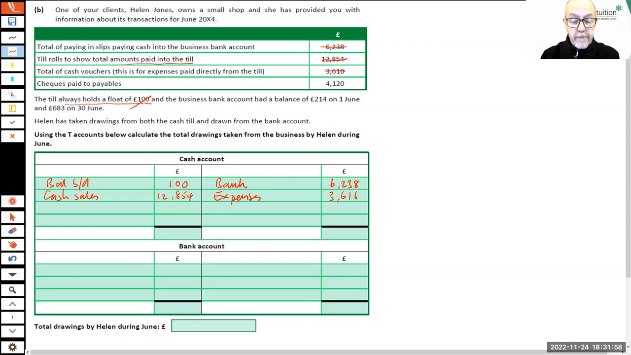The figure that we are looking for, she's taken drawings from the cash till. Ooh. So that's the figure we don't know. Drawings. And from the bank account. Okay, well, we'll worry about that in a minute. One other final figure, the till always holds a float. So that also means, as well as having an opening balance of 100, there'll be 100 left in at the end. So to balance off, quick glance, nearly 13 that side, 6 and 3, about 10 that side. So the big side is the debit side.